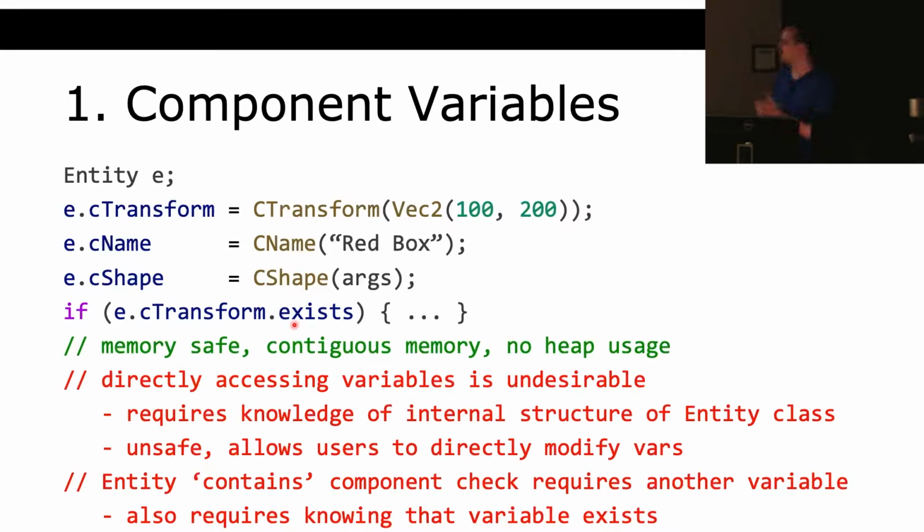It's kind of annoying. So even though this is great because it's memory safe, it's contiguous memory, it's no heap usage, it has these other software engineering properties that we don't necessarily like.